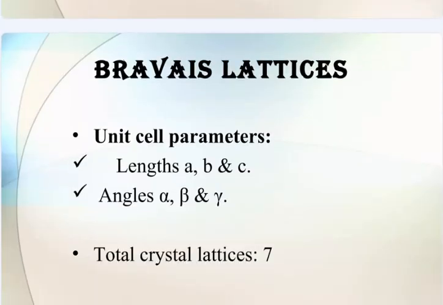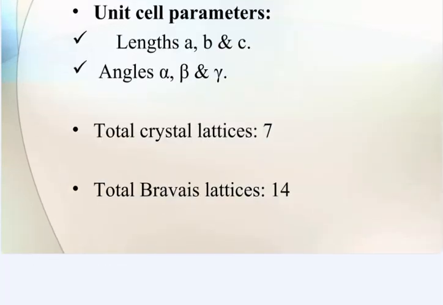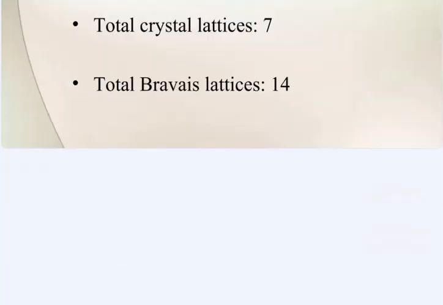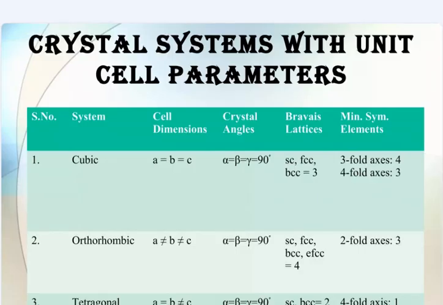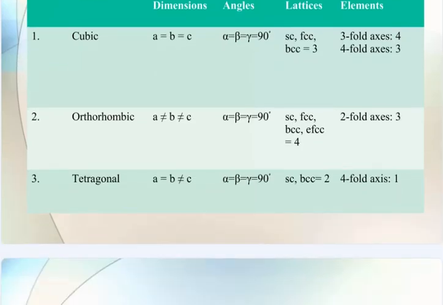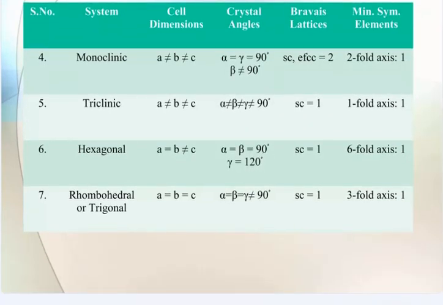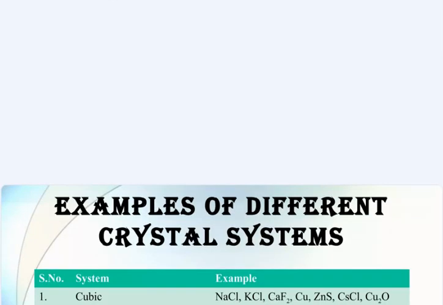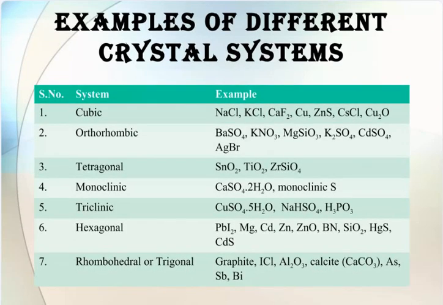hydrogen fluoride, linear. Now Bravais lattice: unit cell parameters are lengths a, b, c and angles alpha, beta, gamma. There are 7 total crystal systems and 14 total Bravais lattices. So for crystal systems with unit cell parameters, you can see cubic: a is equal to b is equal to c, alpha is equal to beta is equal to gamma, 90 degrees. Then orthorhombic, tetragonal, monoclinic, triclinic, hexagonal, rhombohedral. Now examples of different crystal systems: cubic, orthorhombic, tetragonal, monoclinic, triclinic, hexagonal, rhombohedral. Check examples like calcium sulfate 2H2O belongs to monoclinic, PbI2 hexagonal.